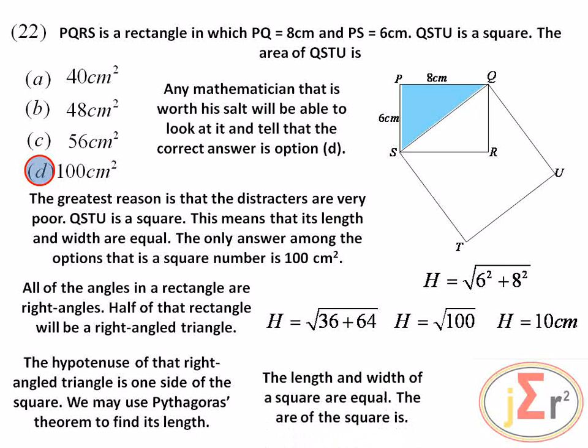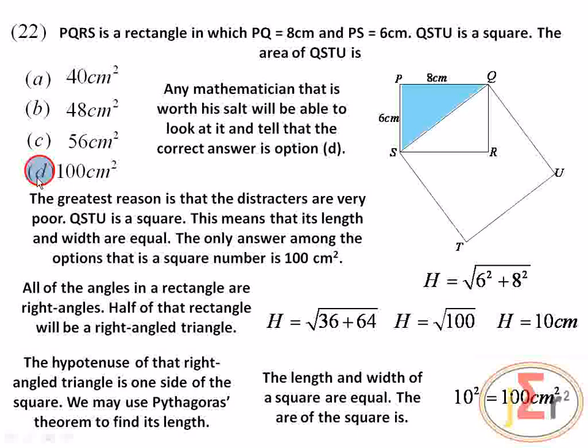The length and width of the square are equal. The area of the square is 10 squared, or 10 multiplied by 10, and that gives 100 centimeters squared. And that is what we have right here.